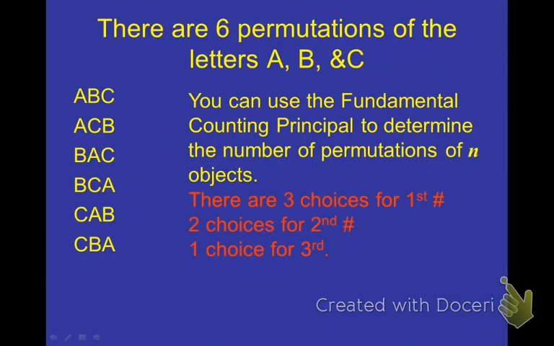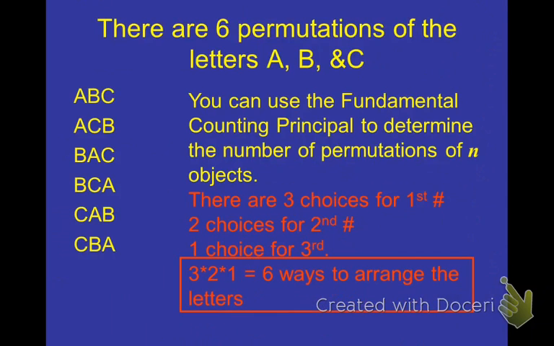Basically, there's 3 choices for that first letter: A, B, or C. If I pick A, now there's only B or C for the second one. If I pick C, there's only A or B for the second one. And then the third one, it comes down to just one choice. So I've got 3 choices for the first one, 2 choices for the second, 1 choice for the third. What am I doing there? Taking 3 times 2 times 1. I've got 3 spots, 3 times 2 times 1. So there's 6 ways to arrange the letters, which I found by writing all those out.